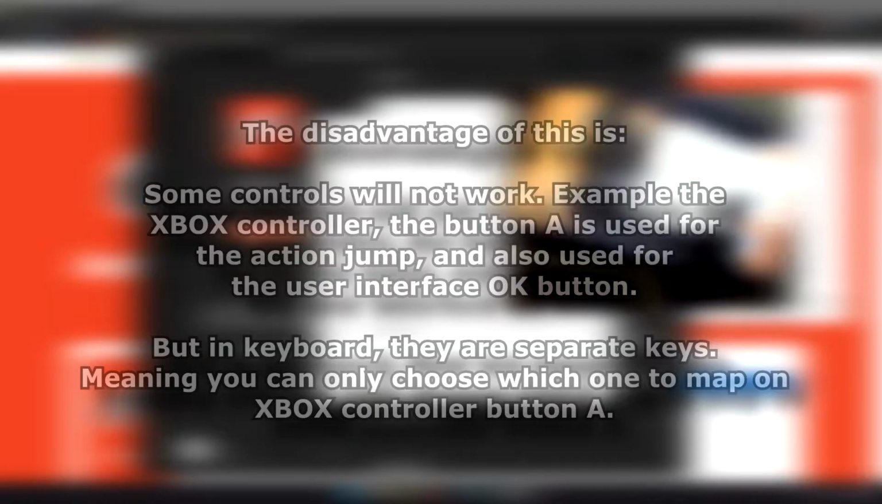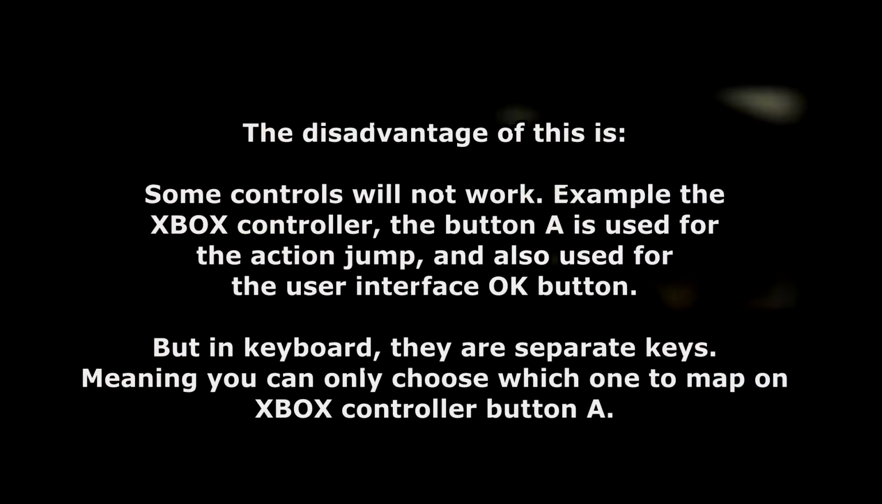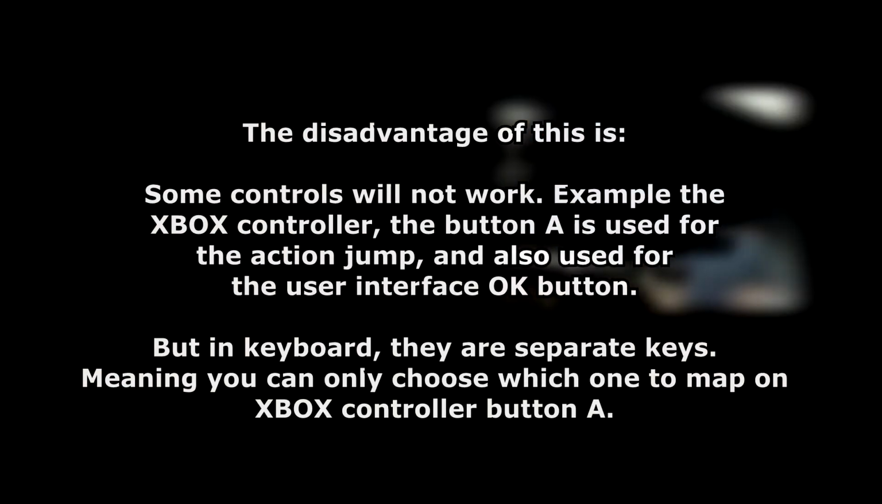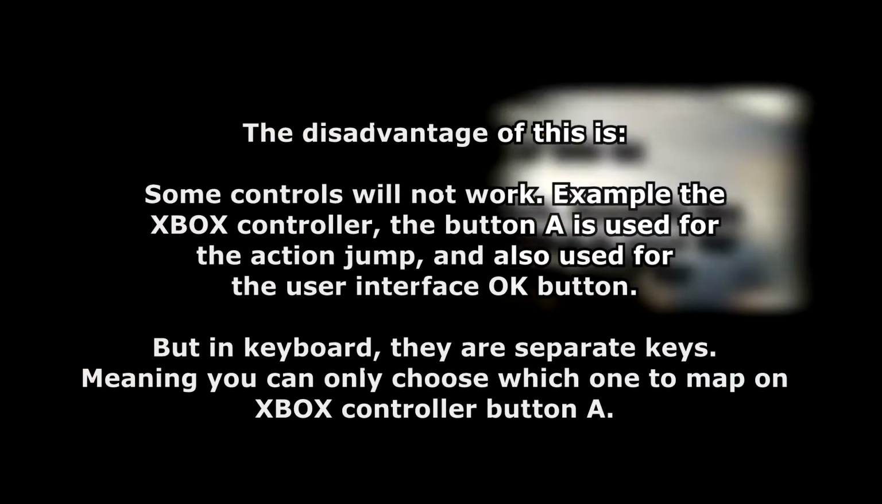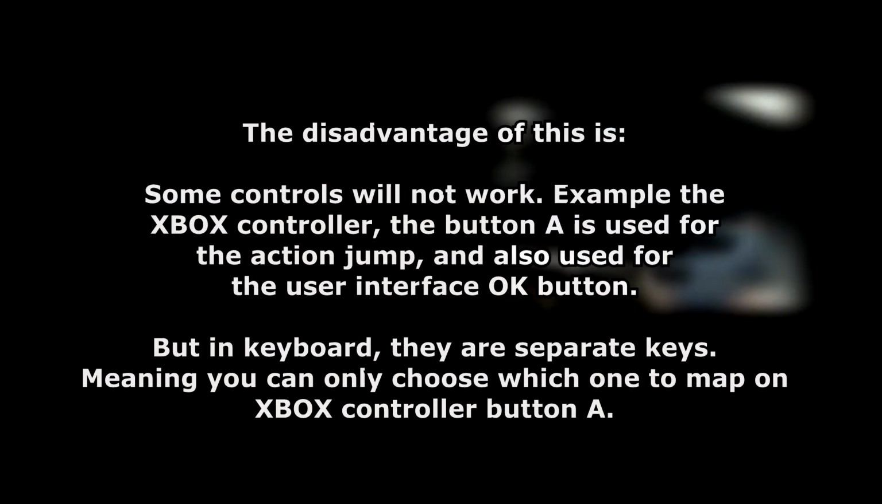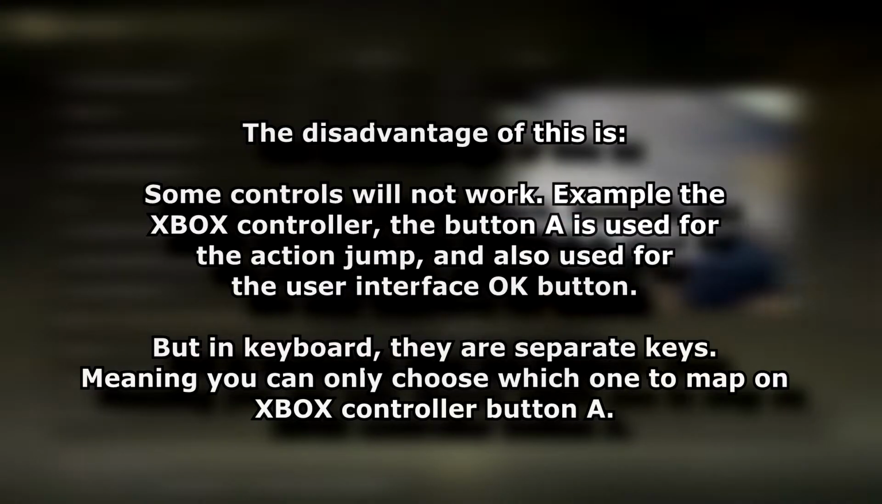The disadvantage of this is, some controls will not work. Example, the Xbox controller. The button A is used for the action jump, and also used for the user interface OK button. But in keyboard, they are separate keys. Meaning you can only choose which one to map on Xbox controller, button A.